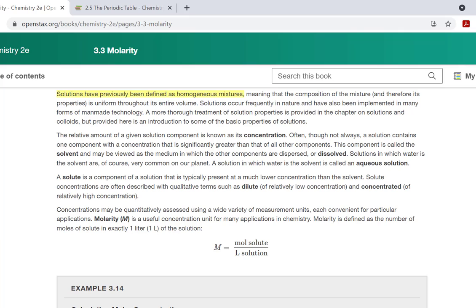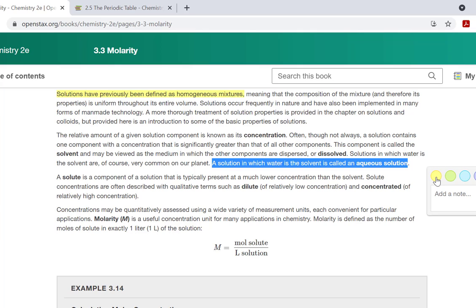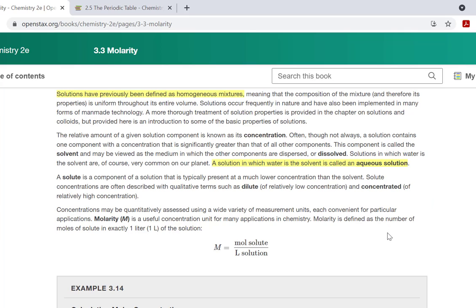There are lots of different types of solutions. We can even have solid solutions. So for example, metal alloys are an example of solutions in many cases. But for this course, we will mostly focus on what we call an aqueous solution. And in an aqueous solution, we have something dissolved in water. So that will be the major focus.